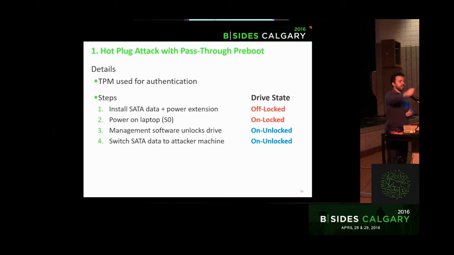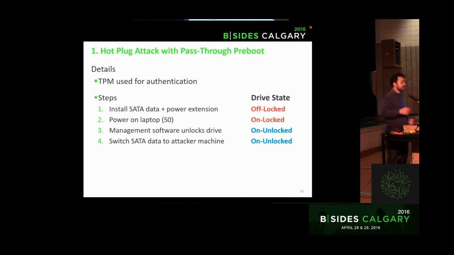The TPM releases the keys, which are sent to the drive, and the drive unlocks itself and keeps a copy of the media encryption key in memory. So at that point, the drive becomes on and unlocked. And then the pre-boot software will just trigger a standard boot from that point on. So then the Windows bootloader will load and start loading Windows and everything behind it. And the drive will remain in an on-unlock state.